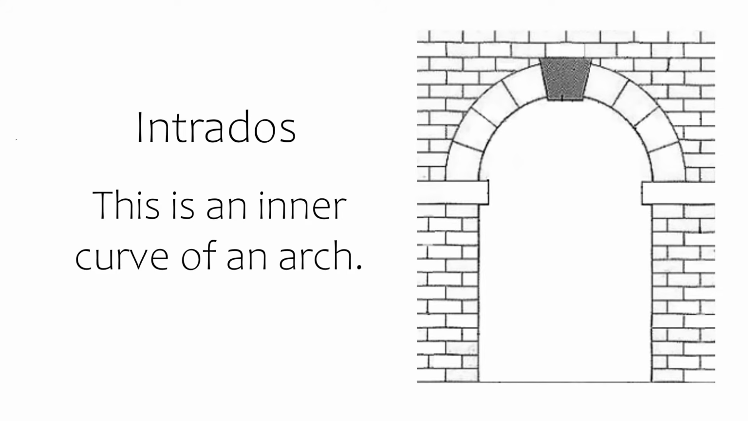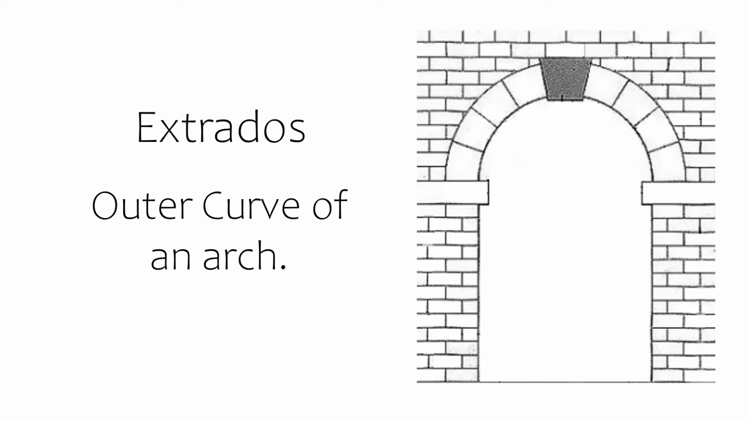So first one is intrados. This is an inner curve of an arch. You can see it's simply a curve, not a surface. So this is the intrados. Next is extrados. Extrados is the outer curve of the arch. This is the one, extrados.